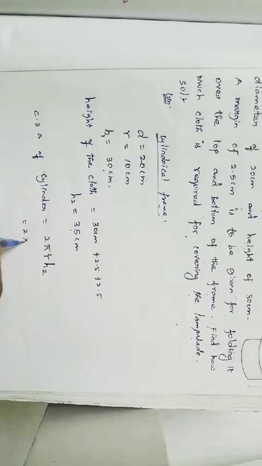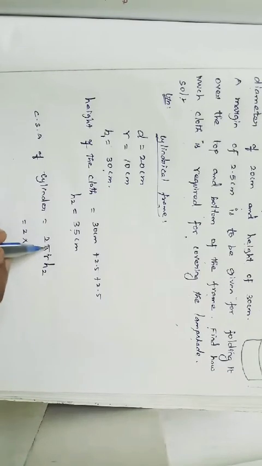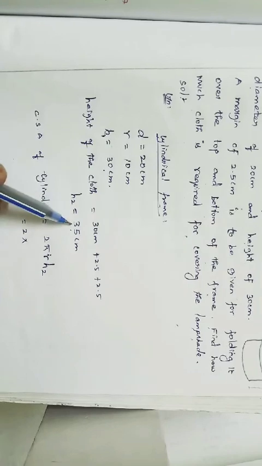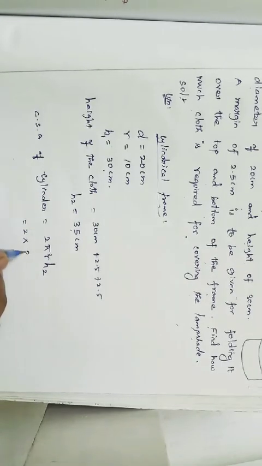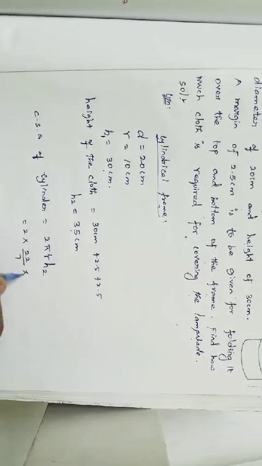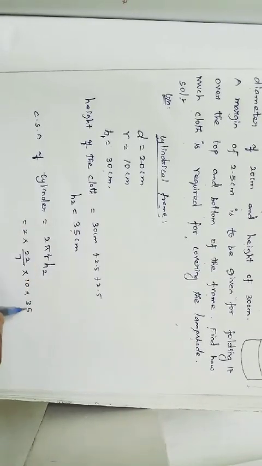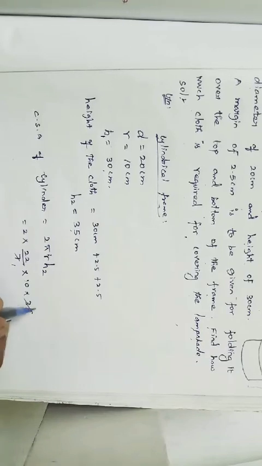Substitute the value of pi. The radius is not in the form of a multiple of 7, but h is a multiple of 7, so we can go with 22 by 7. So pi is equal to 22 by 7 into radius 10 divided by 2, and h is 35 centimeter. 35 simplifies, 7 times 5, right?